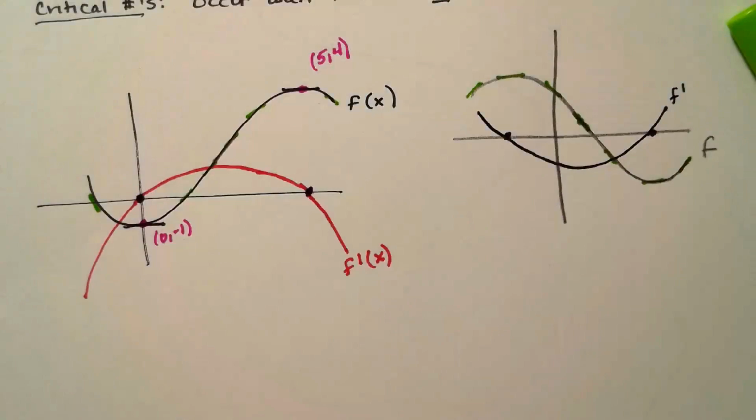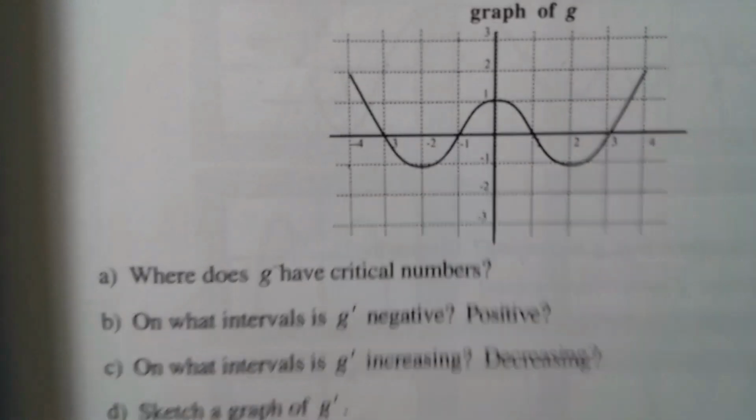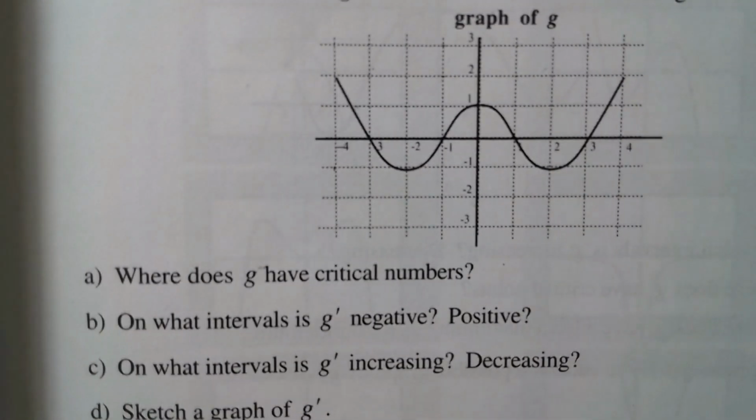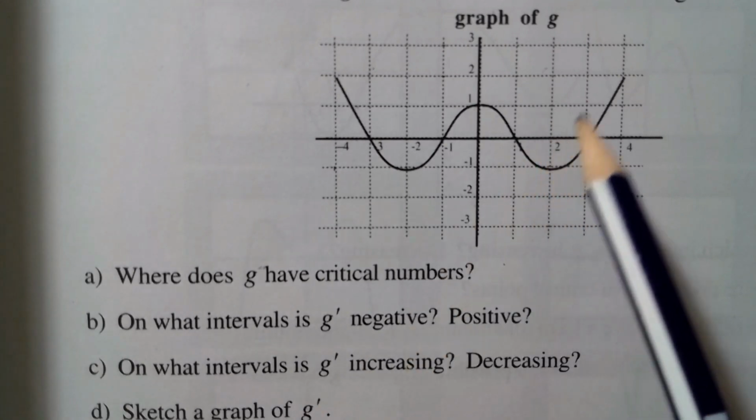So let's just look at problem number 12 from the book real quick. Hang on, baby. My dog wants to go for her walk, so I'm going to take her for a walk after this problem, and then I'll go on to 2.6, I think. So here's the graph of G.